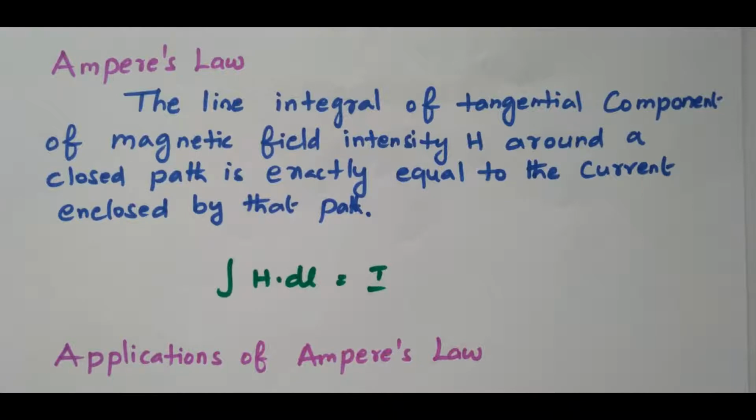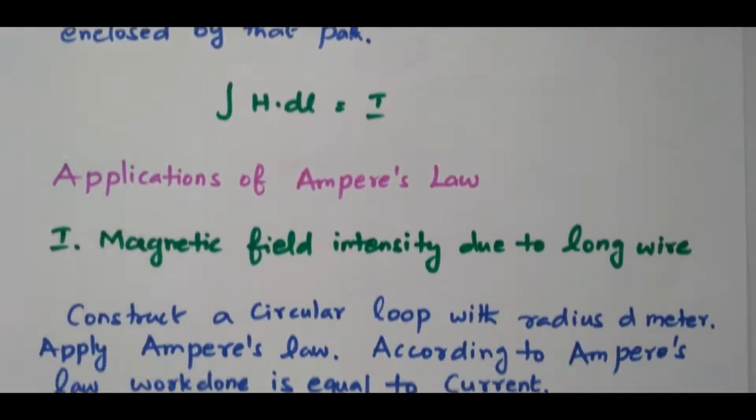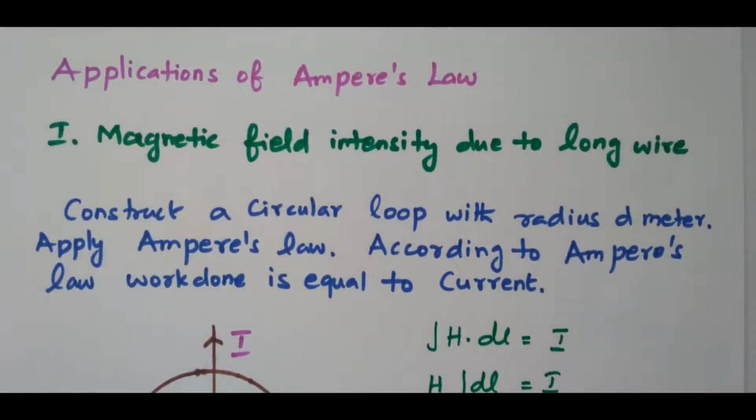Now we'll see the applications of Ampere's law. There are three applications available. We'll see them one by one. The first application is magnetic field intensity due to a long wire. The magnetic field intensity due to a finite wire is available in a separate video.